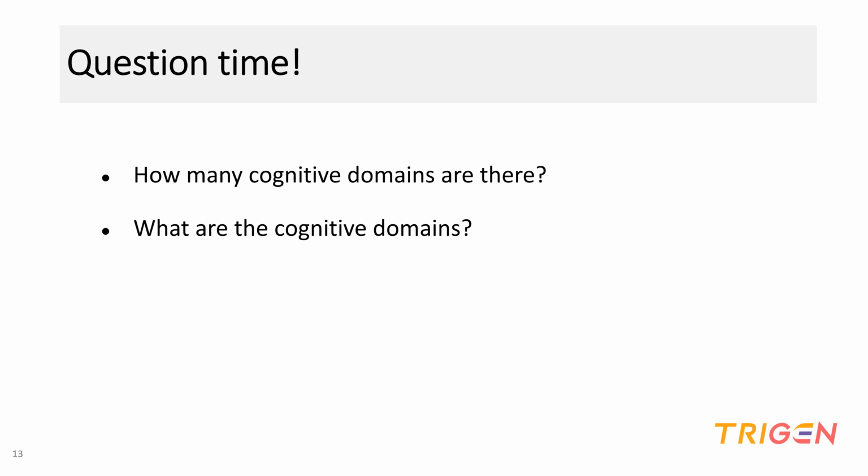Before we go on, can you still remember how many cognitive domains there are? And what are the cognitive domains? Feel free to pause the video and think through it. To answer the questions, there are 6 cognitive domains, and they are learning and memory, executive function, complex attention, perceptual motor, language, and social cognition. Kudos to you if you got it all correct.